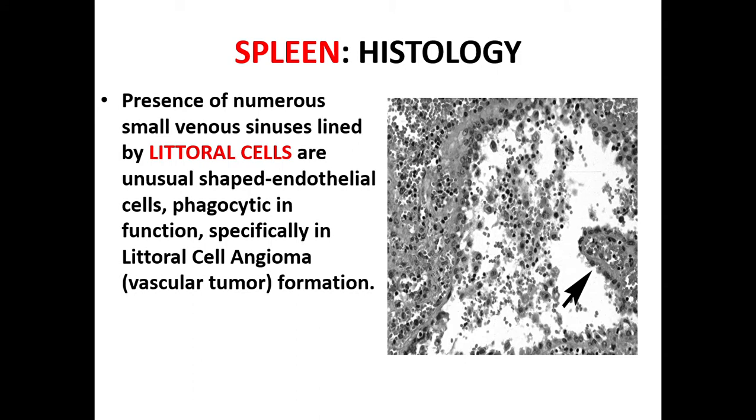The spleen also contains numerous small venous sinuses lined by littoral cells, as shown in the illustration. The littoral cells are unusually shaped endothelial cells, phagocytic in function, specifically implicated in littoral cell angioma, or vascular tumor of the spleen.